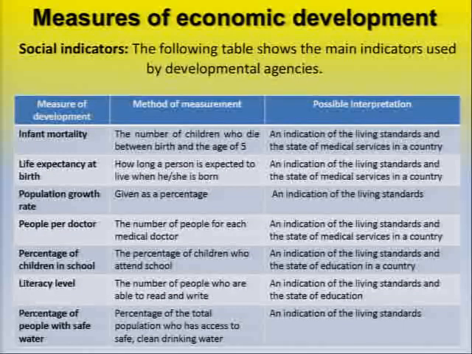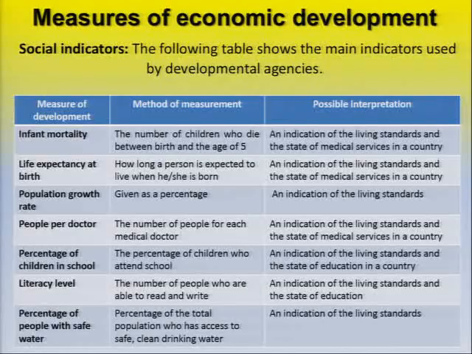Okay, let's continue now. Measures of economic development, social indicators. The following table shows the main indicators used by developmental agencies. Now, when we talk about developmental agencies, the World Bank is one of the developmental agencies. The IMF is one of the developmental agencies. The United Nations is one of the developmental agencies. Now, these are, in general, some of the social indicators which are used by developmental agencies.